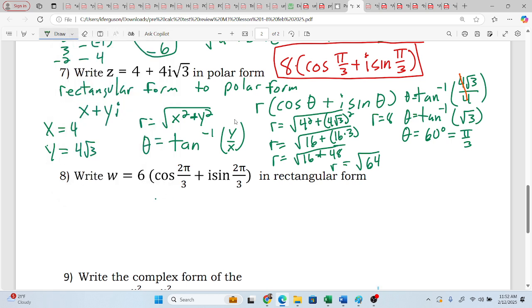Now I need to go the opposite way. So I know my polar form, and I'm going from polar form to rectangular form.